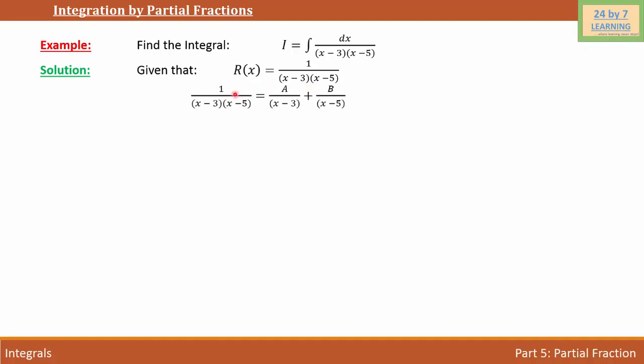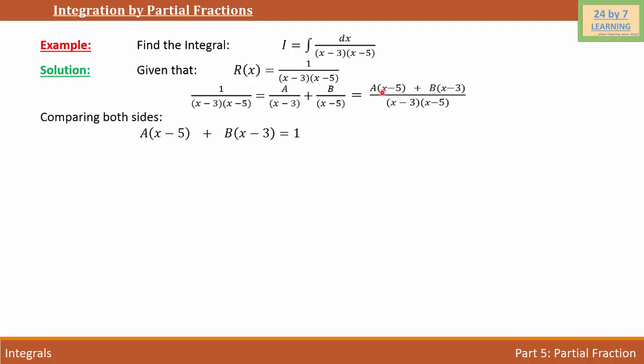So if I do that, I will write 1 over (x - 3)(x - 5) is equal to A over (x - 3) plus B over (x - 5). Let's further simplify. In order to simplify, we need to take the common denominator. As you can see, the common denominator is (x - 3)(x - 5), and our numerator will become A(x - 5) + B(x - 3). Let's compare on both sides.